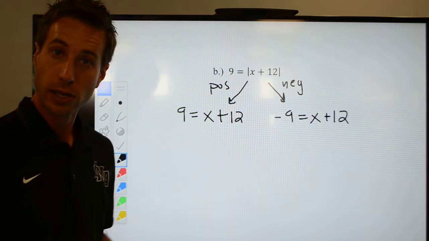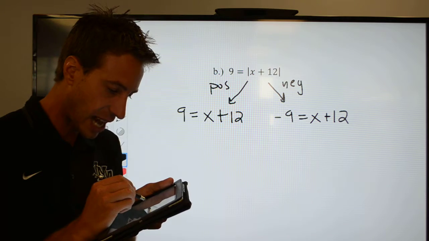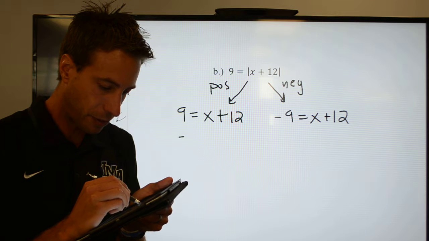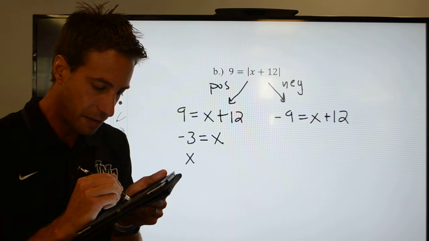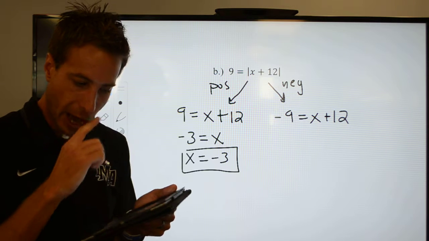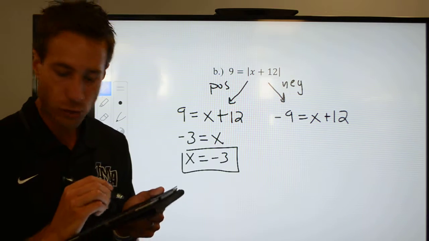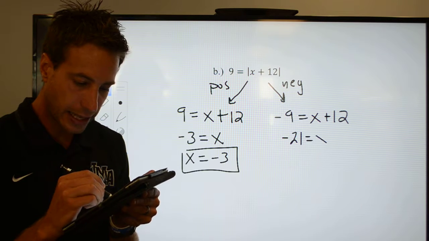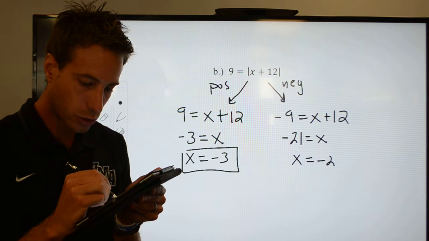Solve both equations. Let's see what we get. I'll have to subtract 12 from both sides, which means 9 minus 12 is going to be negative 3. That's equal to x. I don't like it written that way. Symmetric property flips it. I get x is equal to a negative 3. Over here on the other side, I'll need to subtract 12. Negative 9 minus 12 is going to be a minus 21. I don't like it like that. Symmetric property to flip it. X is equal to a negative 21.